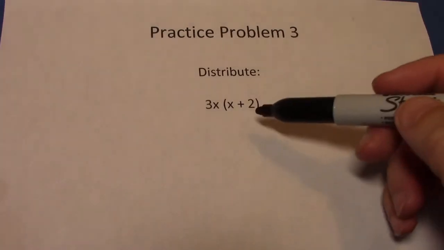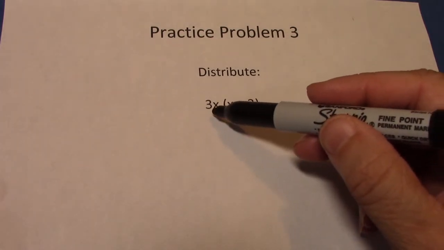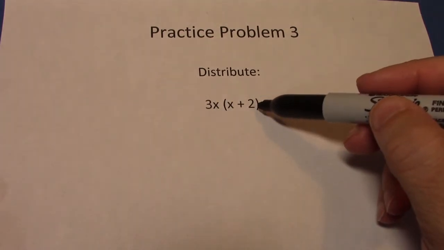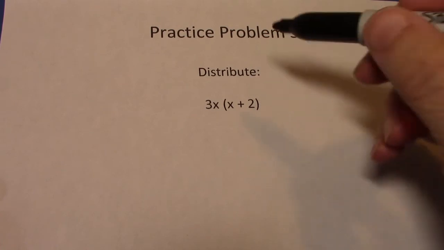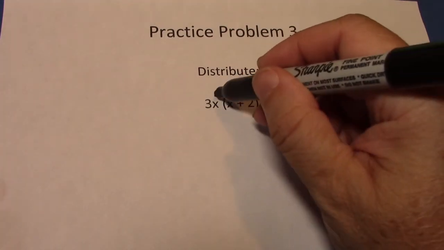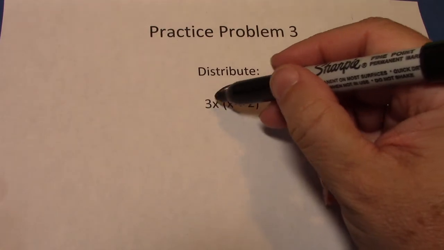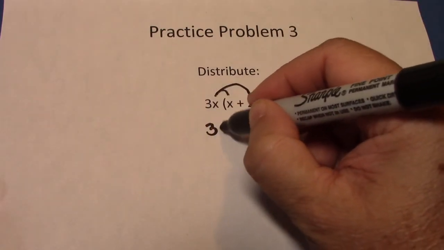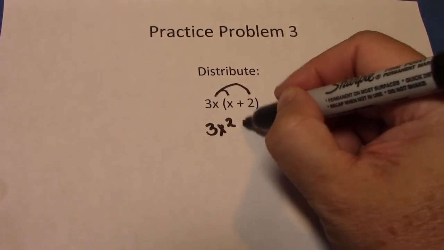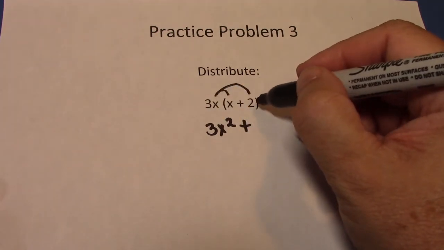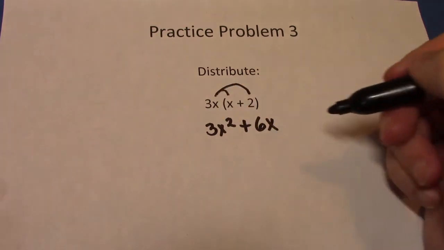Problem 3 asks us to distribute. We've got 3x outside these parentheses and then a binomial inside the parentheses. So we're going to multiply this by this and then by that. 3x times x is 3x squared, and 3x times a positive 2, you got it, 6x.